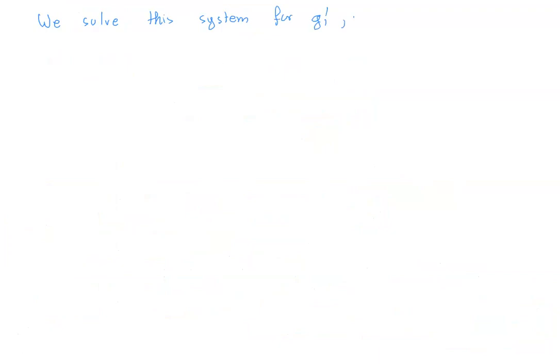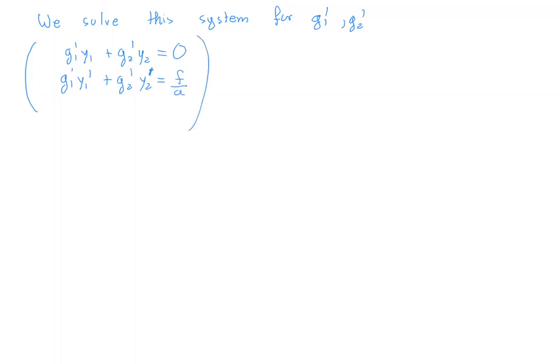G1 prime and G2 prime. And let me rewrite the system, because if I rewrite it without the t's, it's pretty simple to remember. So it's G1 prime Y1 plus G2 prime Y2 is equal to 0, and G1 prime Y1 prime plus G2 prime Y2 prime, and I can take the A over to the other side, so it's F over A. That's it, without the t's. Not too bad, right? It's not a bad looking system to remember.